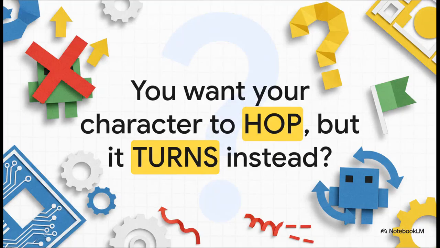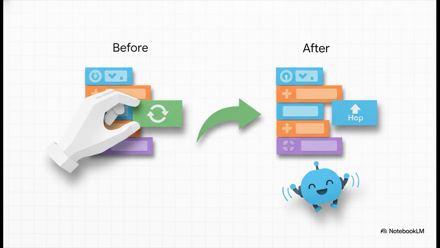Let's try one together. Imagine you coded your character to hop, but when you press the green flag, it just turns around in a circle. What do you think the problem is? Which sneaky clue are we looking at here? You got it. You used the wrong type of block. The fix is easy. Just take out that turn block and replace it with a hop block. See? Fixing a bug is simple once you've found the right clue.